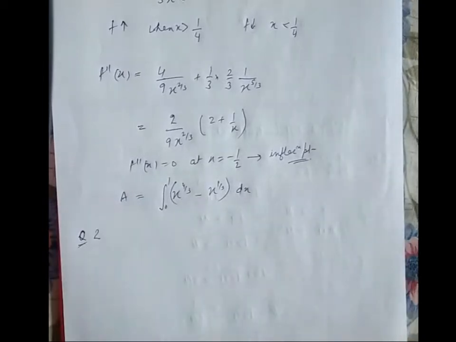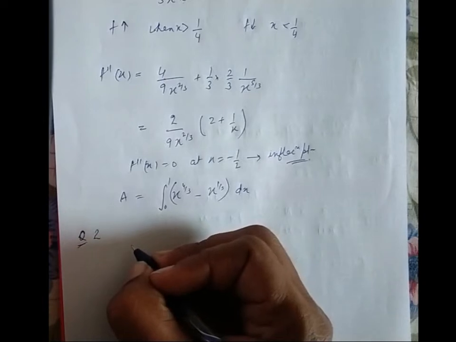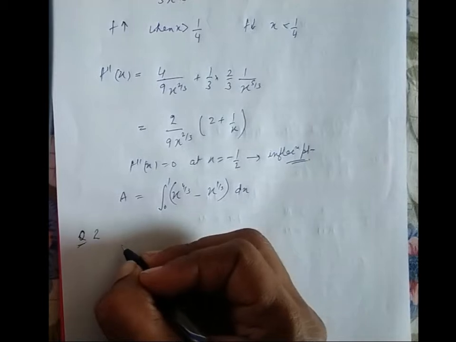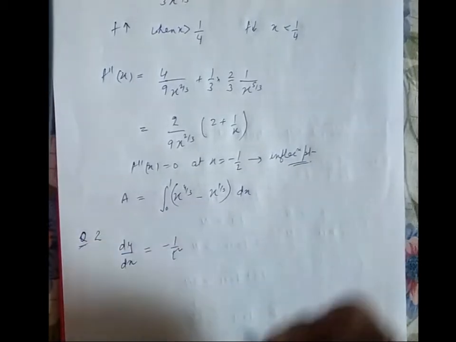We need to find if the line is tangent to the curve, then. So the given curve is a hyperbola. dy/dx would be equal to the slope of the tangent. So dy/dx for the hyperbola would be minus 1 by t square.